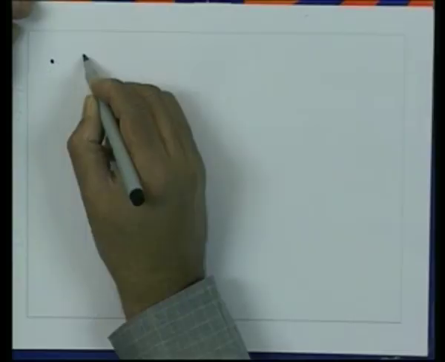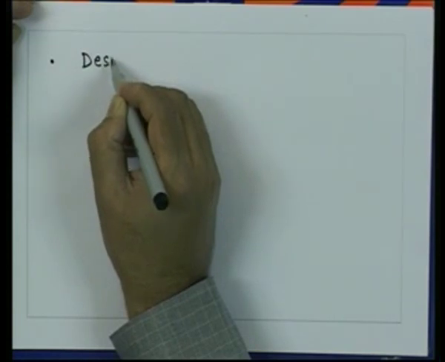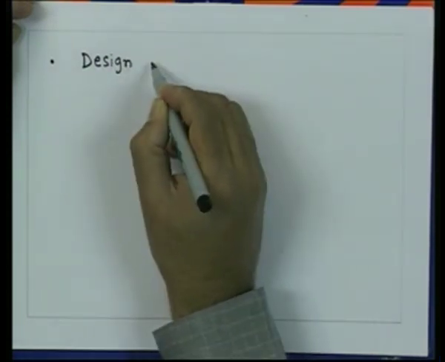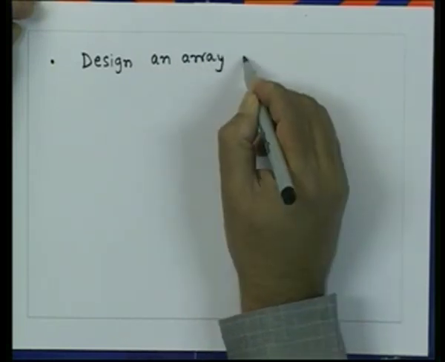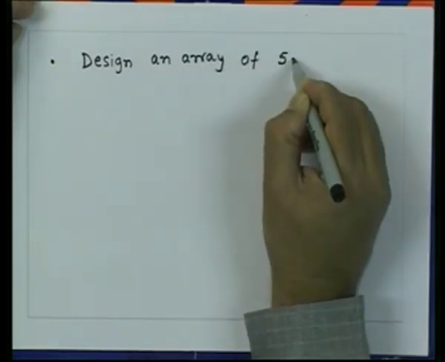Let us look at one problem and this will become a little more clear. So let us say we want to design an array of 5 elements, and the array is broadside in nature, and its radiation pattern is a sectorial radiation pattern with a 60-degree sector angle. So let us consider a problem: design an array of 5 elements.